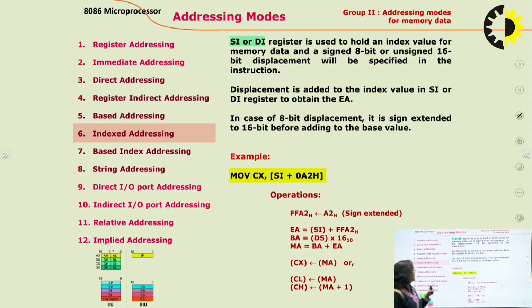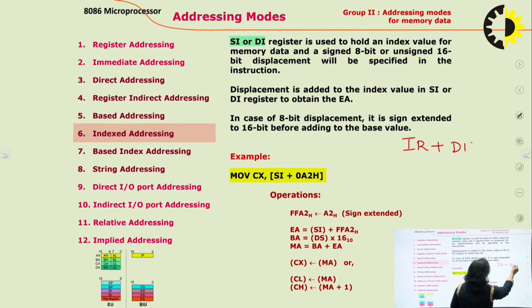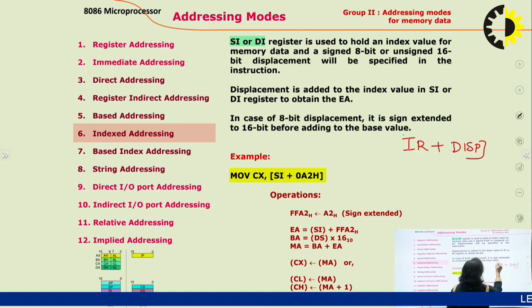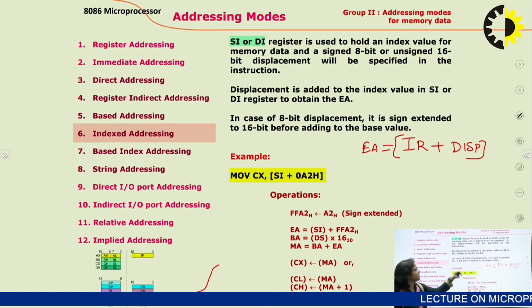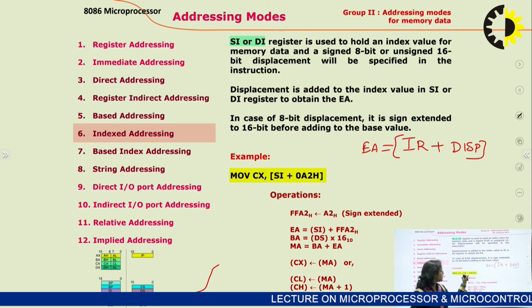Next is indexed addressing. Herein, one of the index registers plus an 8 or 16-bit displacement will give the effective address. So, index register plus displacement is used to provide the effective address. We can use either SI or DI, and the segment register by default will be the data segment. So let this be the example, SI plus 08 to H.